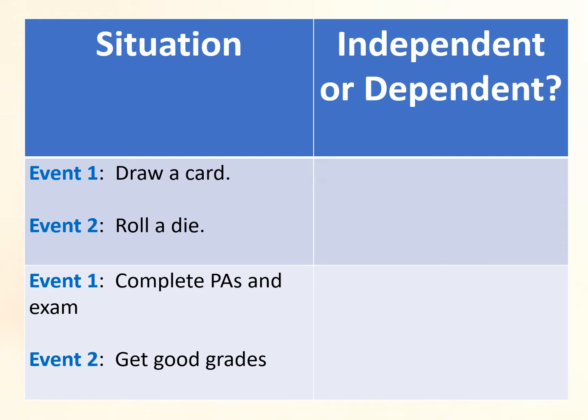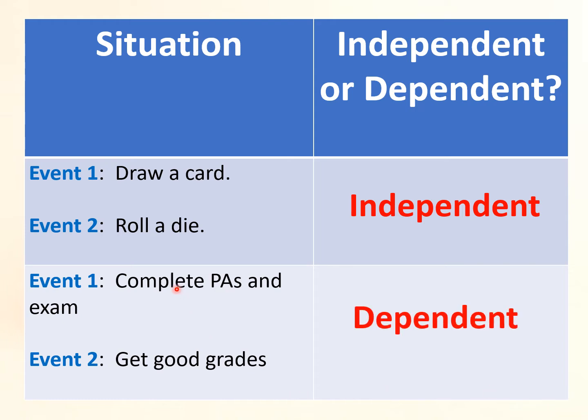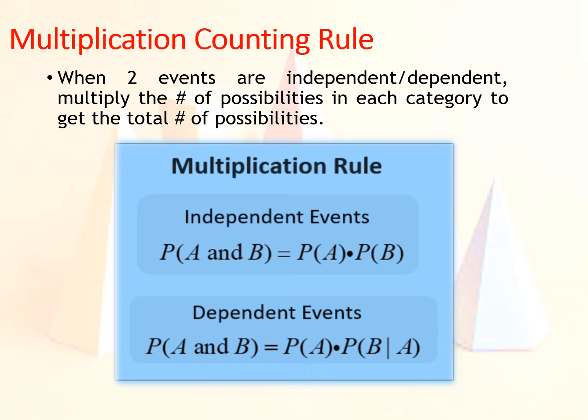Now let us try this one. Event 1 is to draw a card. Event 2 is roll a die. What do you think? Correct, it is independent. How about this: event 1, complete PAs and exam; event 2, get good grades. Correct, it is dependent because if you complete your PAs and exam, there is a possibility that you can get good grades.